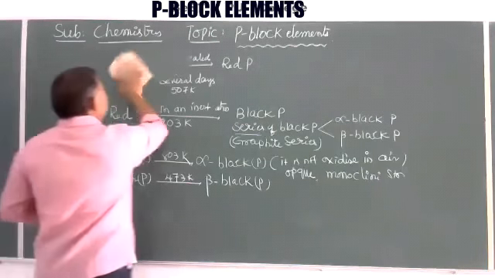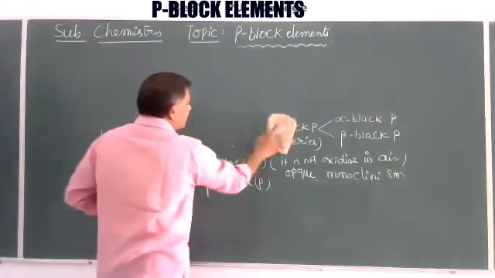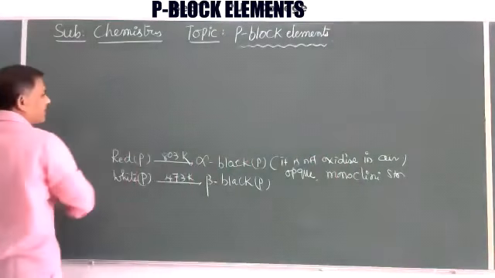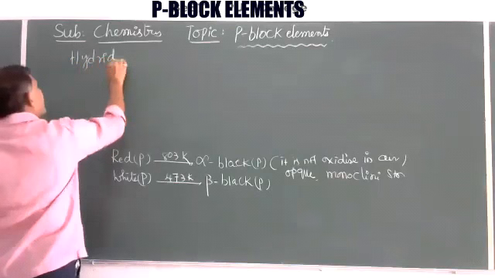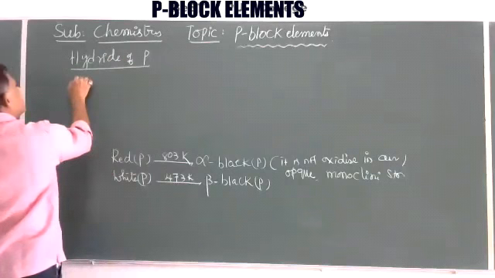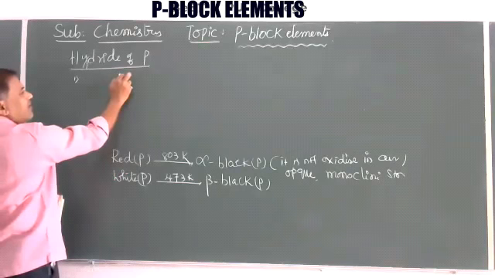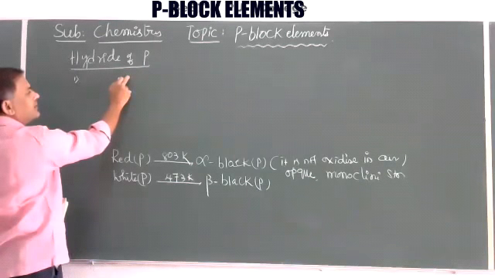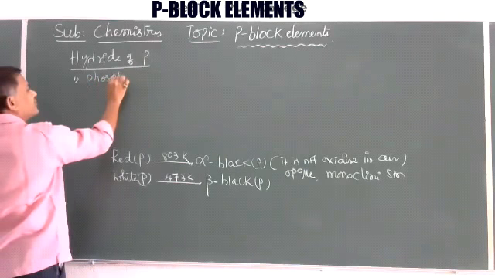After these allotropic forms of phosphorus, the next important concept is hydrides of phosphorus. Here I will be explaining hydrides of 15th group elements. Some important hydrides of nitrogen, phosphorus, arsenic, antimony and bismuth are given. Here two important hydrides of phosphorus are given to you.